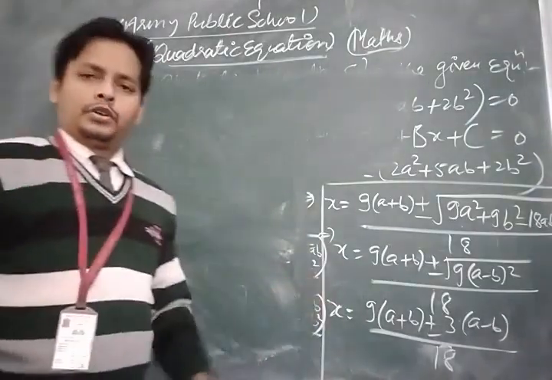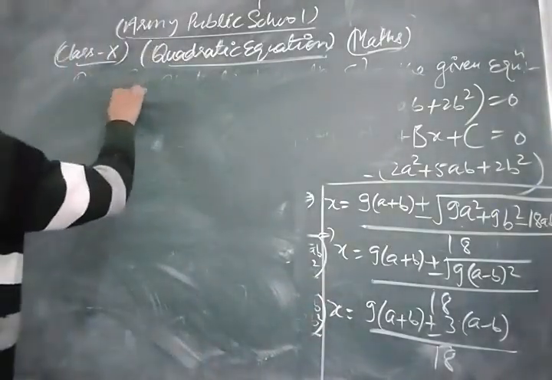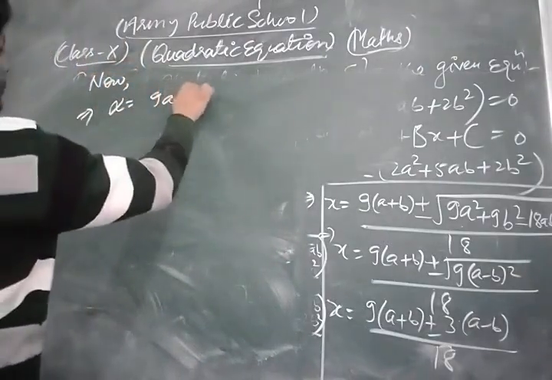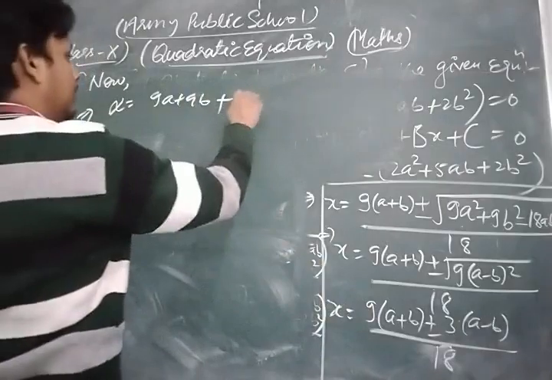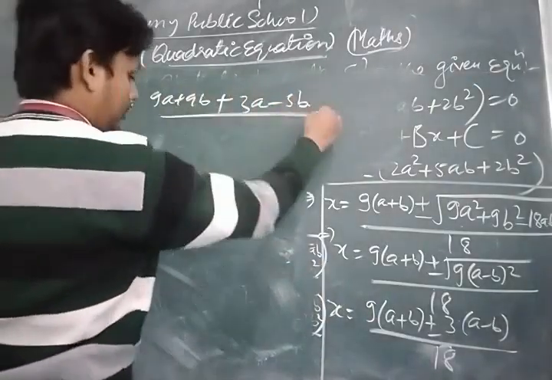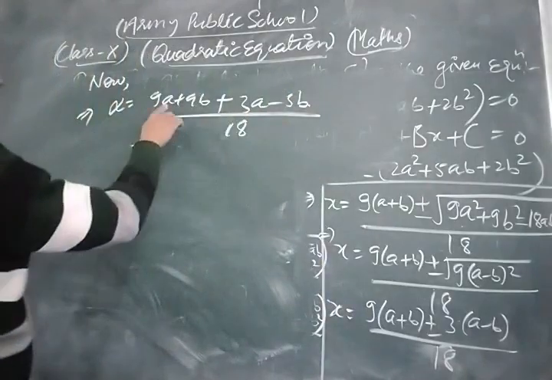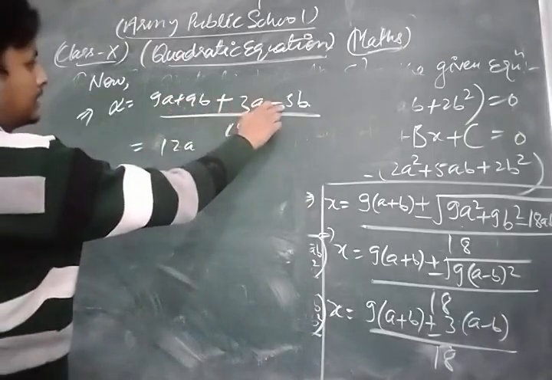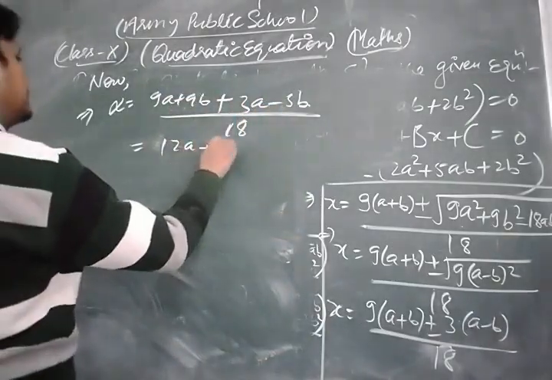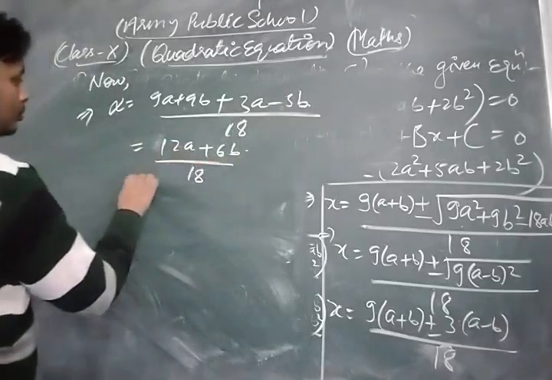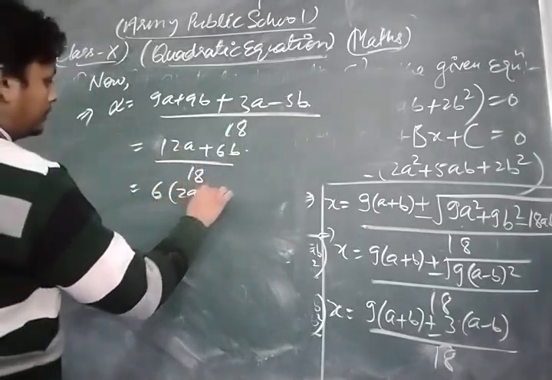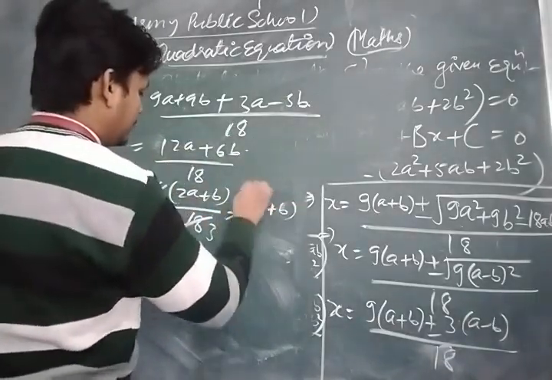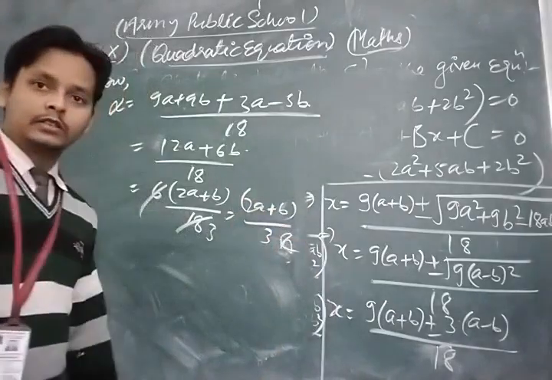Now we take the positive sign. Taking the first root, alpha is equal to 9b plus 3a minus 3b upon 18. So we get 9a plus 3a is 12a, plus 9b minus 3b is 6b, upon 18. We take 6 as common, so 2a plus b upon 18, 6 3s are 18, so 2a plus b upon 3. This is the first answer.